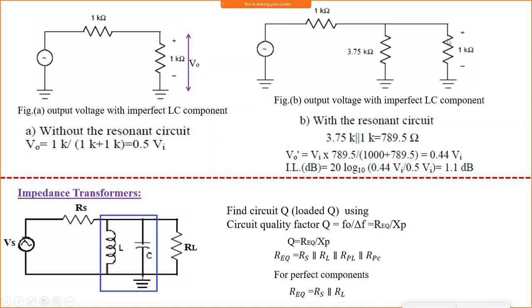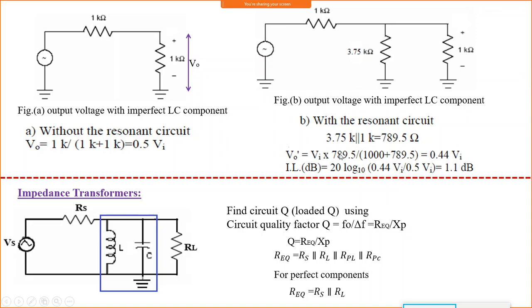What is the effective resistance of this parallel combination? We have to find the voltage across that effective resistance. The parallel combination of 3.75K with 1K is 789.5 ohms. So now you should find the voltage across this 789.5 ohms, because it is the voltage across these two parallel resistors. We find the current flowing here again.